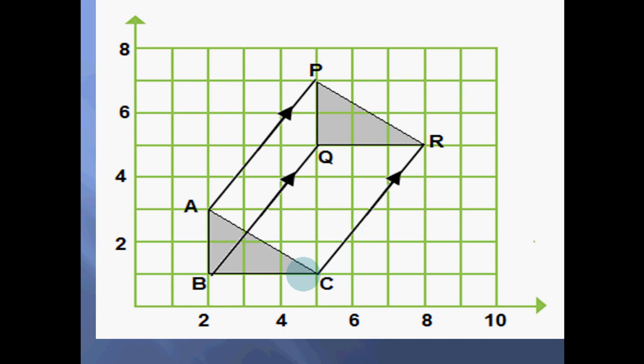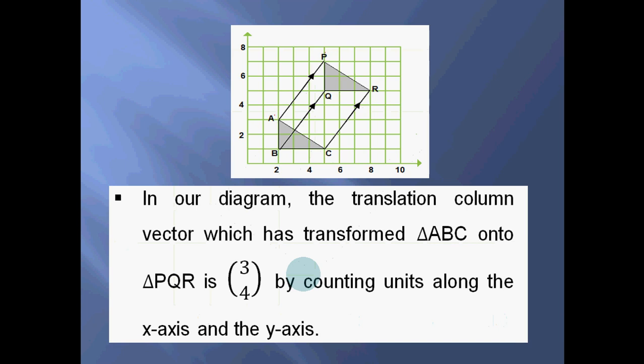The same diagram is represented there. Now, you will see that all the points will move in respect to the column vector (3, 4), meaning that all the points will be moving 3 units along the x-axis and 4 units along the y-axis. Let us observe the movement of point B.